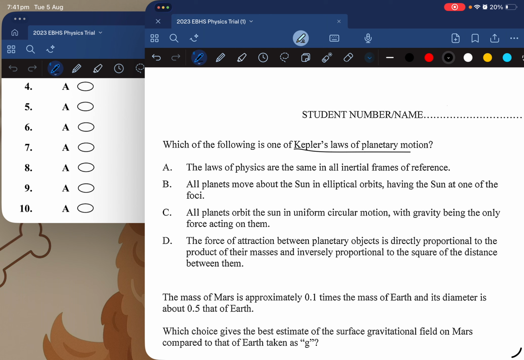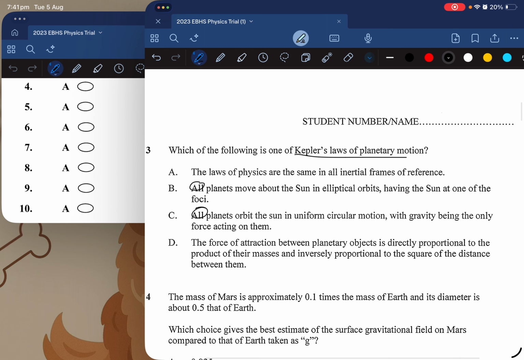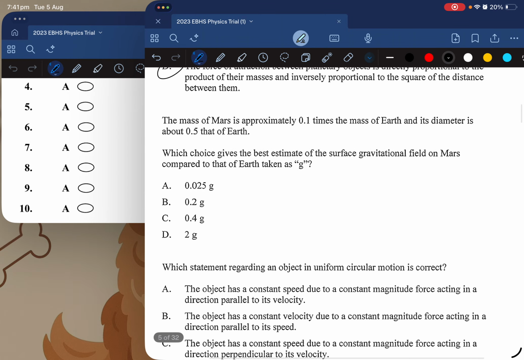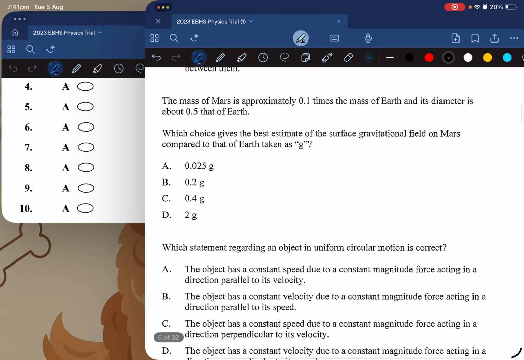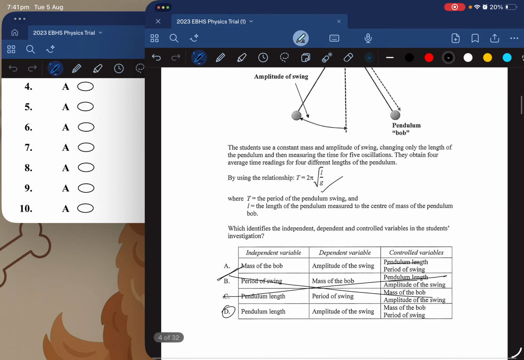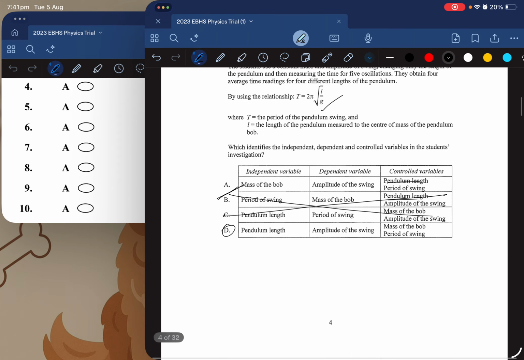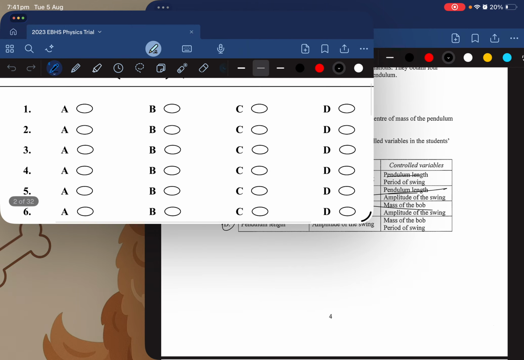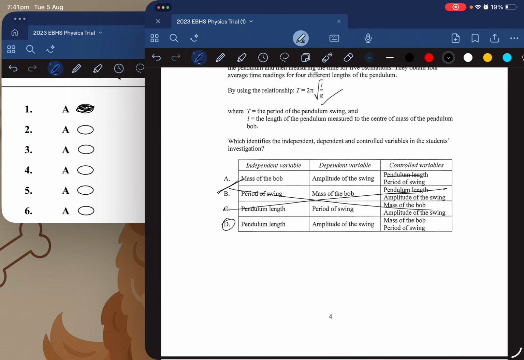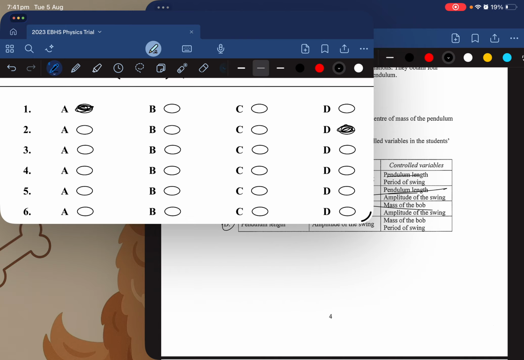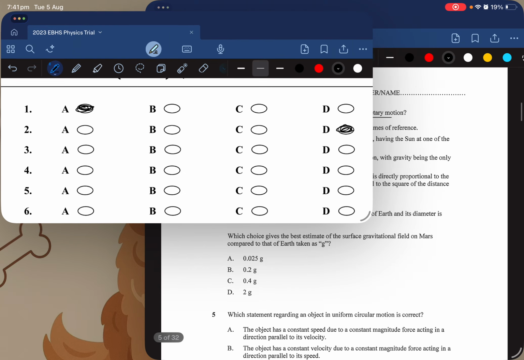Which one are Kepler's laws of planetary motion? Well, it says all twice here, so it has to be that. And this has the most info though, so this looks like it's right. Always, the more info, you always choose that, that's always right. Let's record these, right? It's A, D, A, D. What's the third one? Third one's also D.